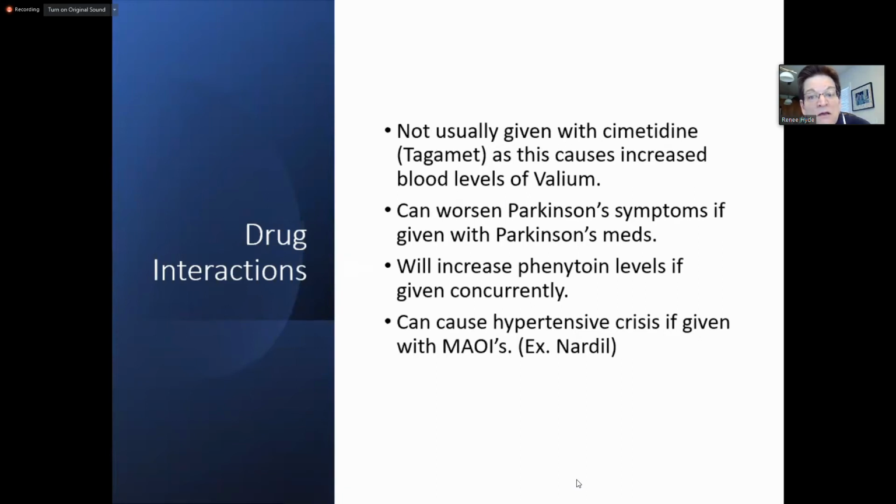It can worsen Parkinson's syndromes. It will cause phenytoin levels to elevate. And with MAOIs, it can cause hypertensive crisis, okay?